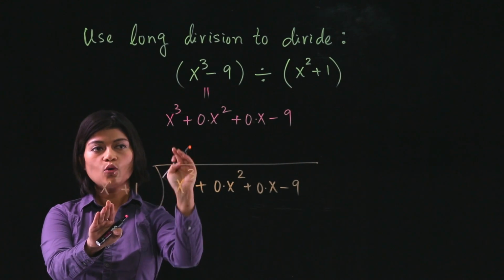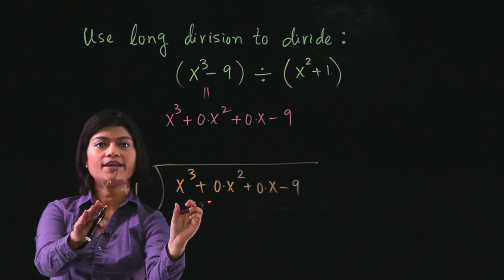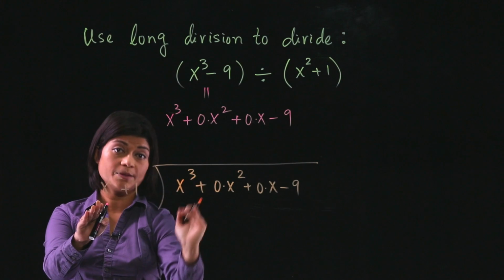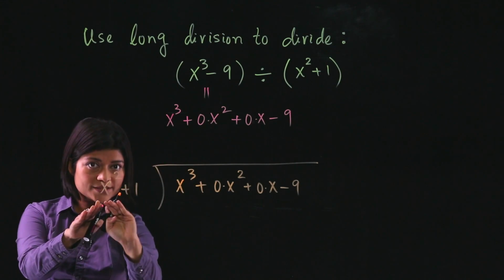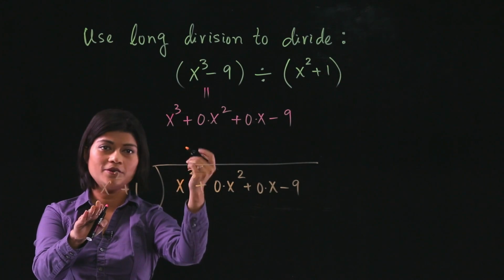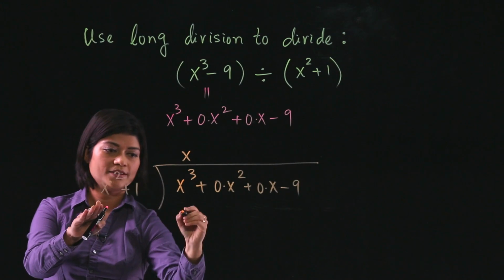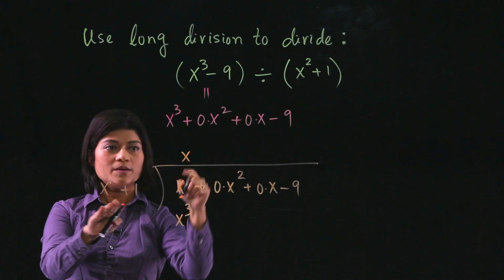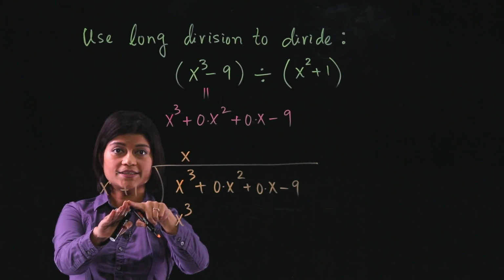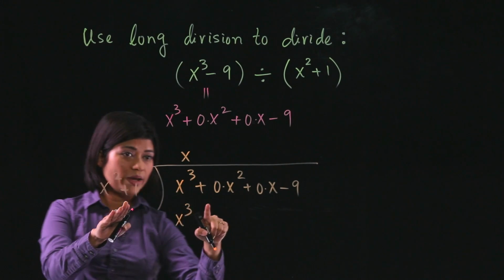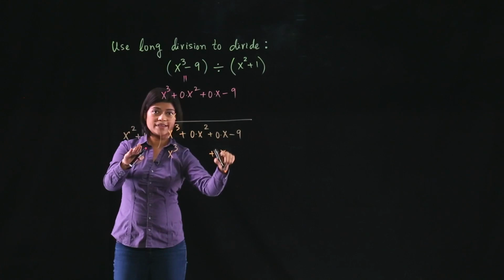So, you have to think about what should you multiply with x squared plus 1 to get x cubed so that we can subtract and cancel it. Well, what can you multiply with x squared to get x cubed? Of course, you can multiply x. X times x squared is x cubed. But then, of course, you have to multiply x with the remaining terms, and x times 1 is x. Well, put it under this term because this is the x term.